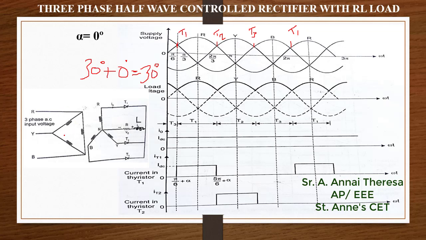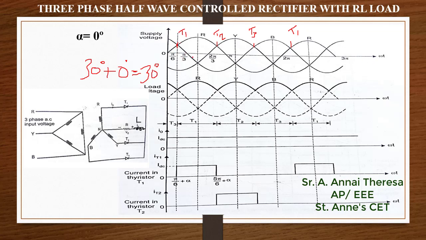The primary of the transformer is delta connected and the secondary of the transformer is star connected. To the three phases, thyristor T1 is connected with the R phase, thyristor T2 is connected with the Y phase, and thyristor T3 is connected with the B phase. Now we can see the waveform, that is the operation.